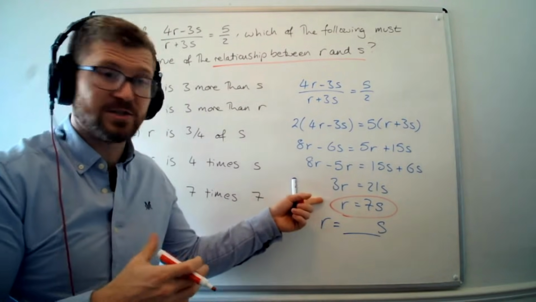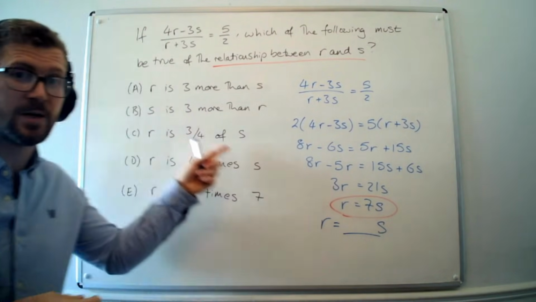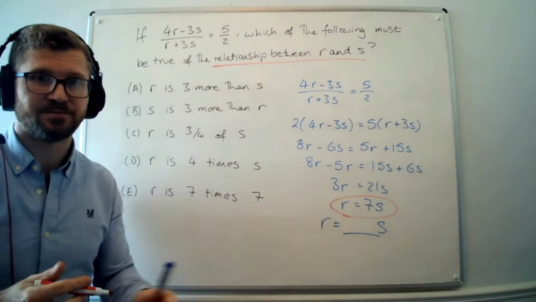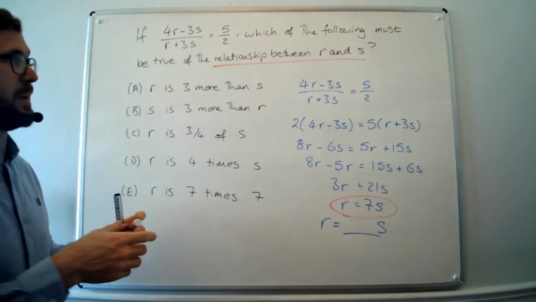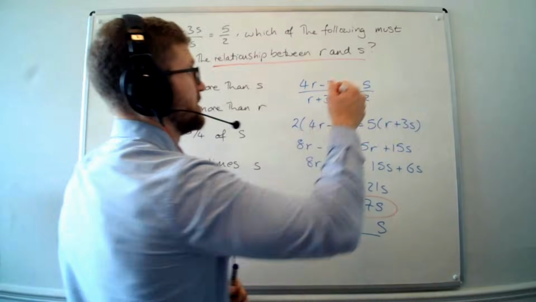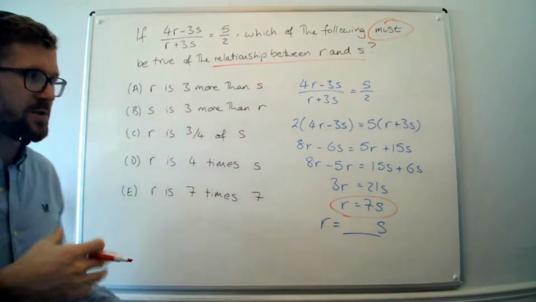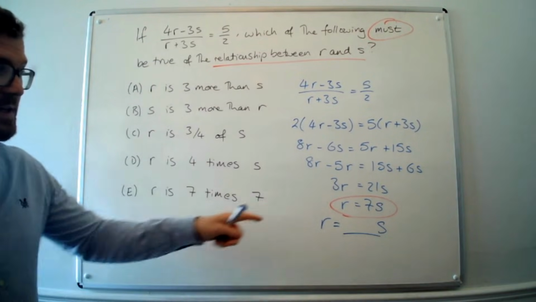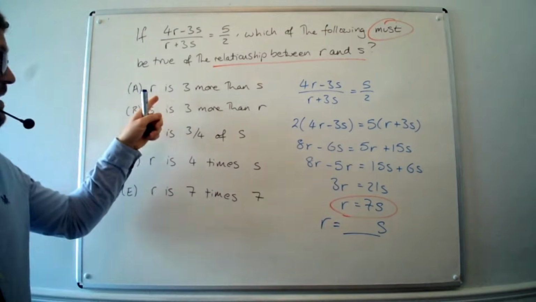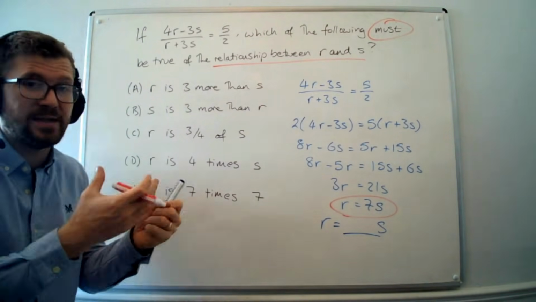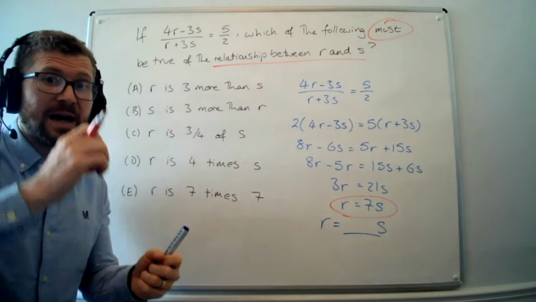Now that I have that relationship algebraically, all I need to do is come over to the answer choices and say which one of these answer choices matches what I was given. Now, I just want to drop back into the question for 1 second to pick up on this word here. This must be true, because it is possible that even though R is 7 times S, that R is 3 more than S. You could probably jump around with the numbers and make that work. But it doesn't have to be true.